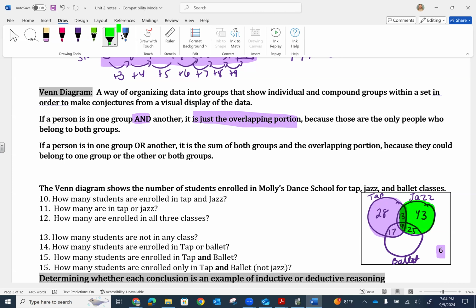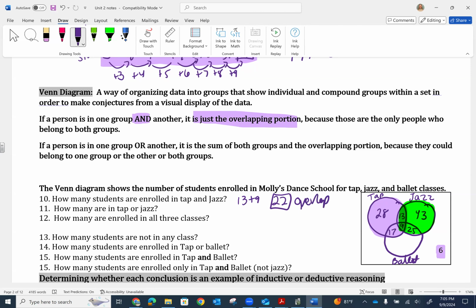Now, if you want to say tap and jazz, okay, it's only in the overlapping portion of tap and jazz. Okay, so who's in the overlapping? Because notice the 13 and the 9 are in the tap circle and they're also in the jazz circle. So 13 and 9 would be the kids who are in both tap and jazz. Okay, the overlap. Do you see how they're in both circles?